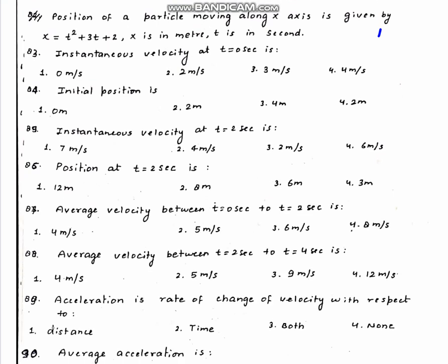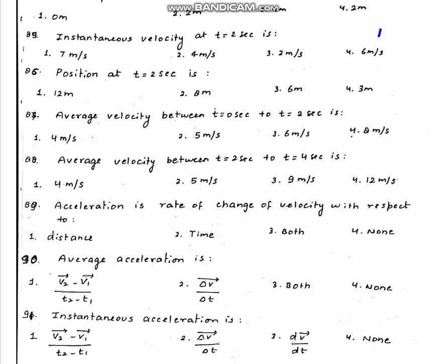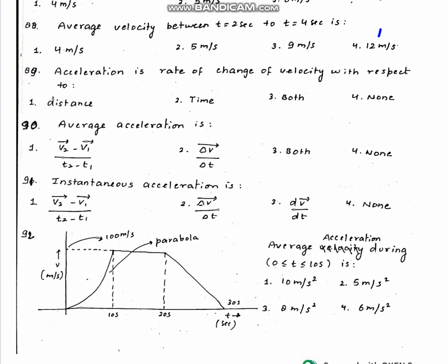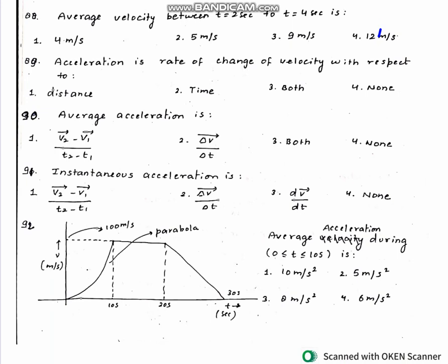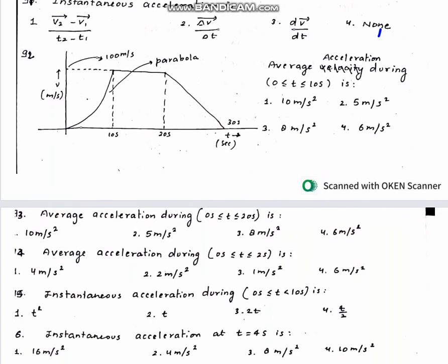Then we have a numerical based on position of a particle. We need to find instantaneous velocity, initial position, initial velocity, instantaneous velocity, position at t equal to 2, average velocity between 0 to 2, then 2 to 4. Then we are asked about acceleration, then what is average acceleration, then what is instantaneous acceleration.